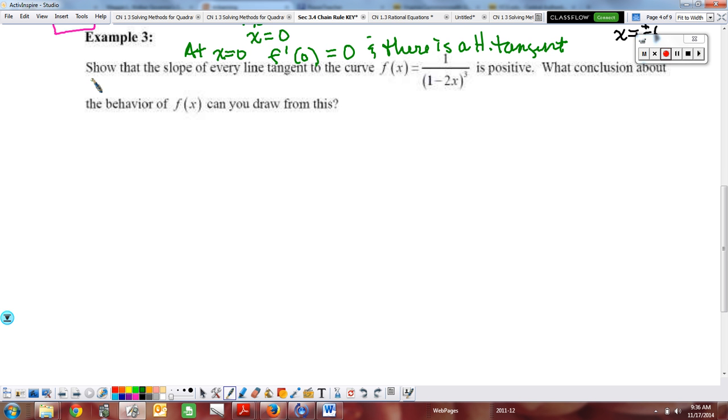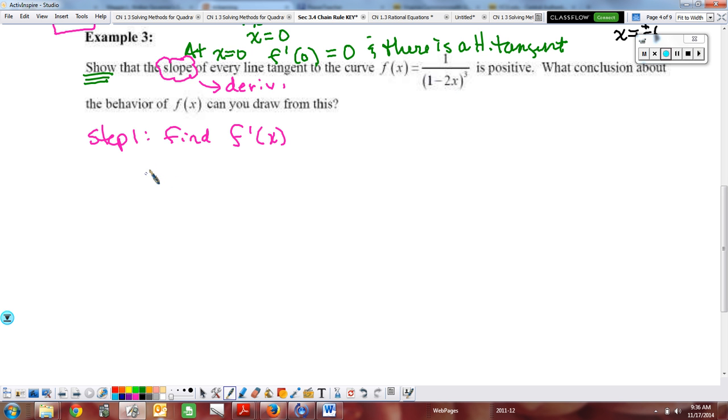We want to show, and this is going to be some justification using calculus, that the slope of every line tangent to the curve, and slope is the key word for the derivative. So they're talking about the derivative. I'm trying to show that the derivative is always positive. So basically, find the derivative. Step 1, find f prime of x. Now, when I go to do that, I am going to rewrite this one. I could use quotient rule, it's fine, but this is 1 over a power composition.